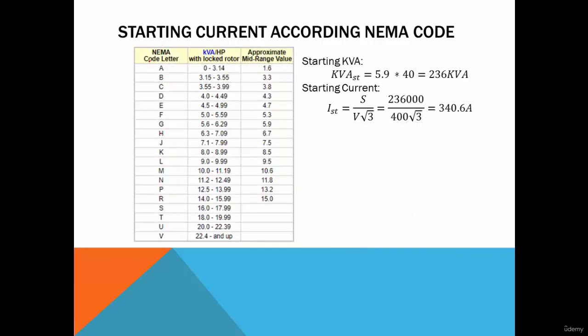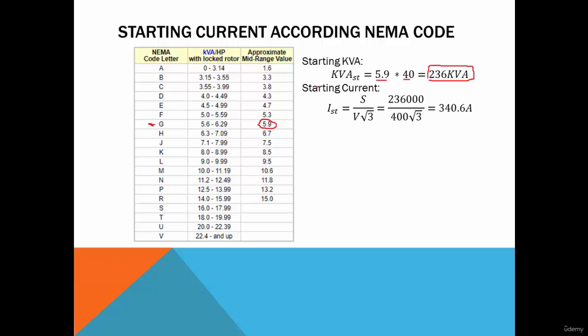From the NEMA code letter, we are going to get the value of G. G is between 5.6 and 6.29 for the value of kilovolt ampere per horsepower, or kilovolt ampere code ratio, or approximately at the mid value it is 5.9. So the starting kilovolt ampere is equal to 5.9 times the horsepower, which is 40 horsepower. So we are going to get 236 kilovolt ampere. This value is the starting value of the motor.